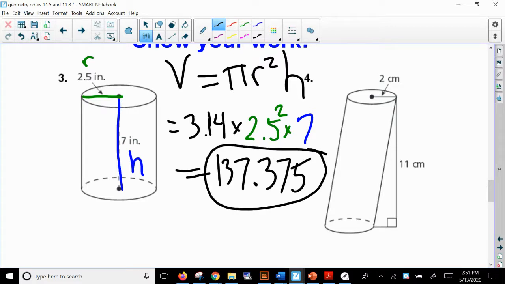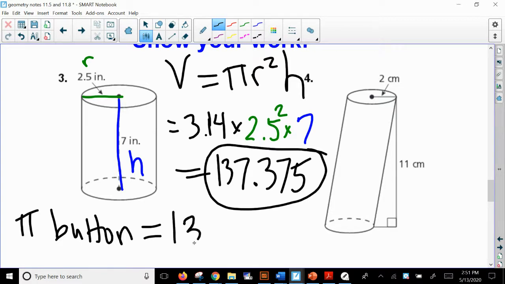Now let me point something out. If you use the pi button instead of 3.14, your decimal will be off just a tad. So I'm going to show you. If I use the pi button, I'm going to do it right now. I'm going to do pi times 2.5 squared times 7. I got 137.44.